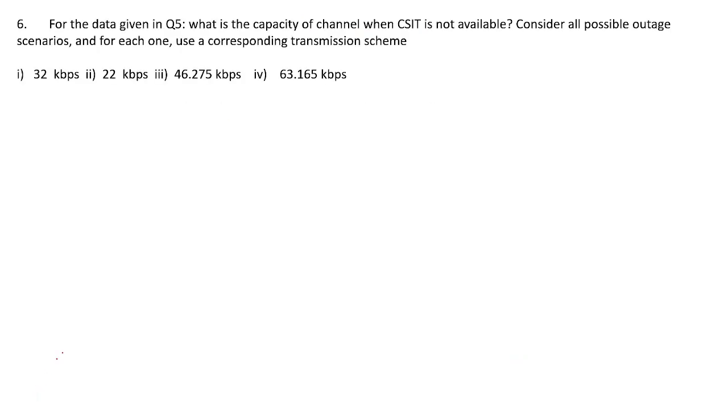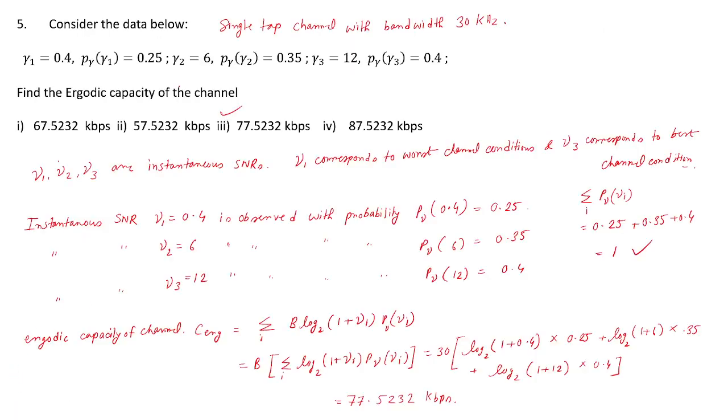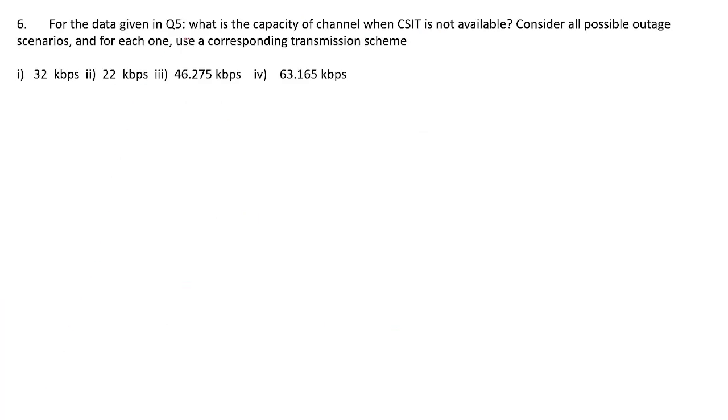With that, we move to our sixth question. The sixth question fetches its data from question 5 only. So the three different instantaneous SNRs and their corresponding probability values hold similarly for question 6. Now question 6 looks for the capacity of channel when CSIT is not available.